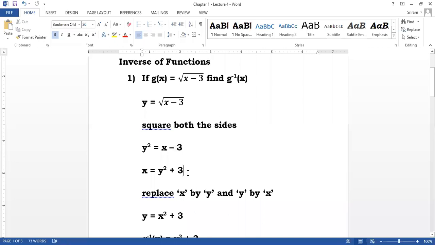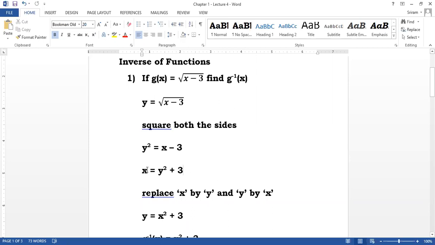For our requirement, we have to find g inverse of x, because y we assumed ourselves. So what I am going to do now is replace x by y, and y by x. I am going to make a transformation.